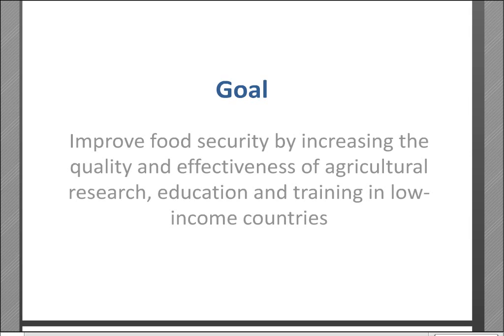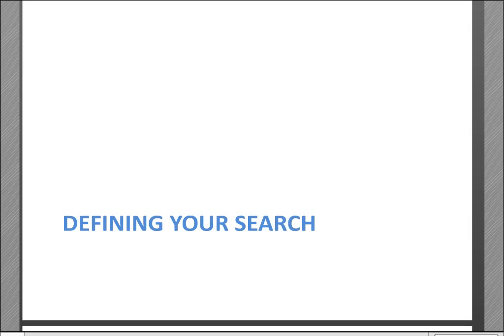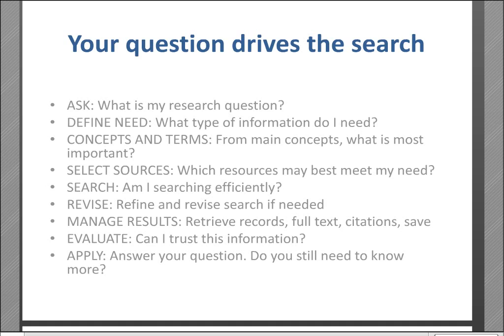So the goal of all of this is, again, to improve food security by increasing the quality and effectiveness of agricultural research, education, and training in low-income countries. And of course, when we say agriculture, we need it in the broader sense, which covers also forestry, fisheries, environment, climate change, nutrition, and more.